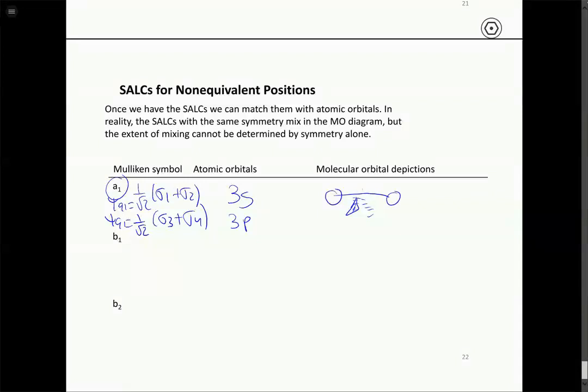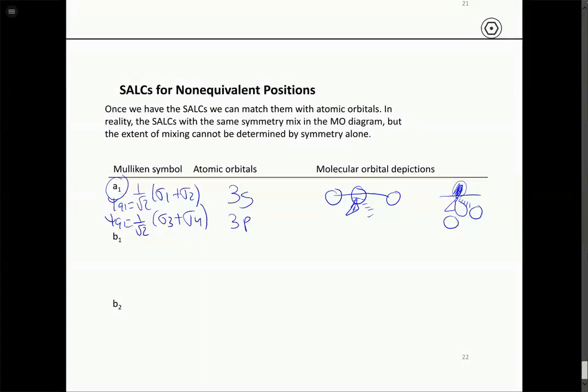That looks like it would overlap well with the 3s orbital, and then the other A1 SALC is the in-phase combination of sigma 3 and sigma 4, which are those ones, and we can imagine a pretty strong overlap with the pz orbital.